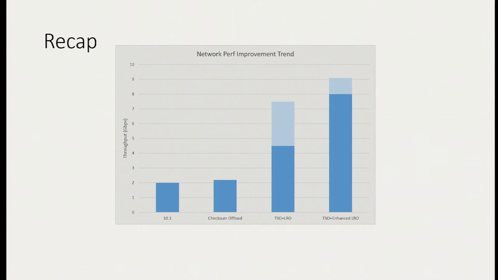What is the light color versus the dark color? The blue color means the maximum, that means the max. This is the range.